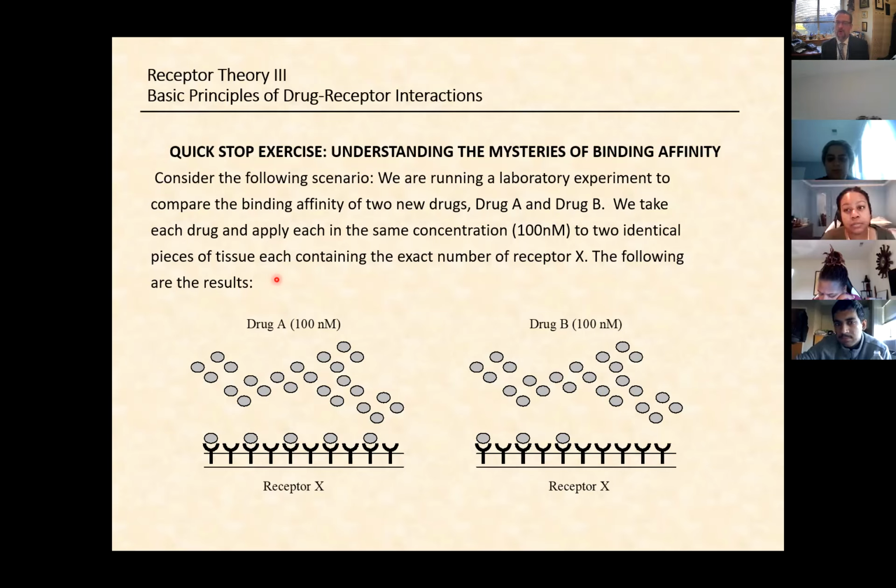100 nanomolar, right? Absolutely, because here we have a fixed receptor population. We only have 10 receptors, and at 100 nanomolar, drug A binds to 5 of those receptors. So it just happens to be that 100 nanomolar in this case is the KD value for drug A, okay?